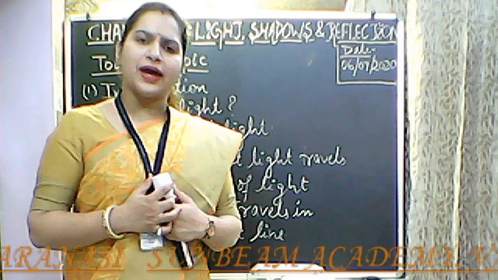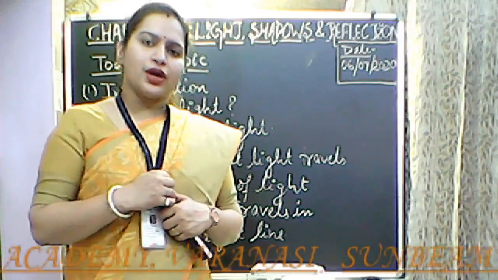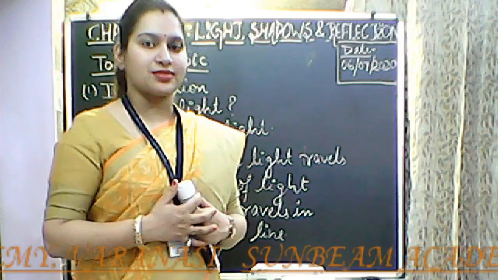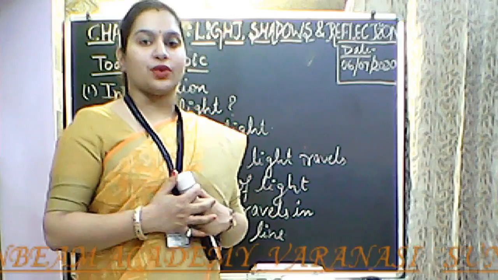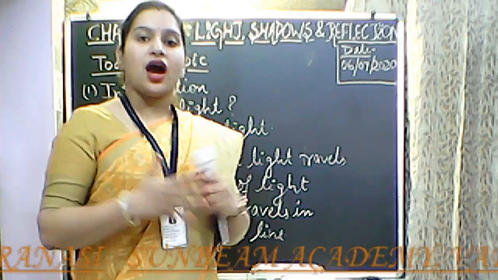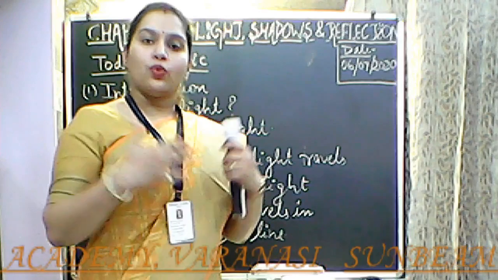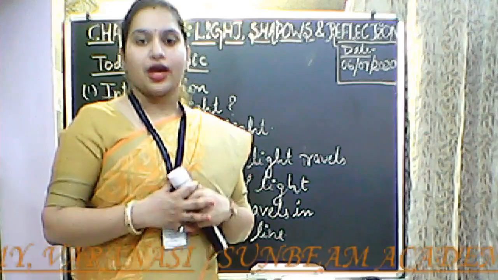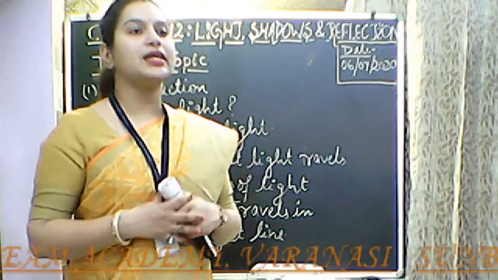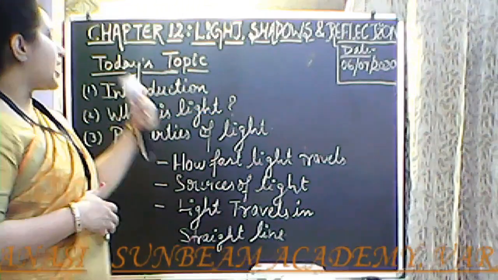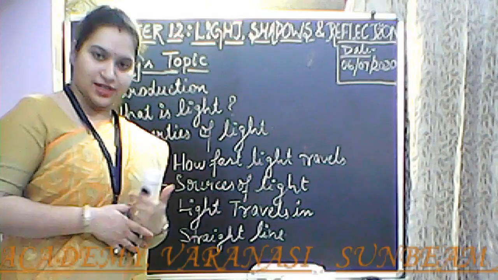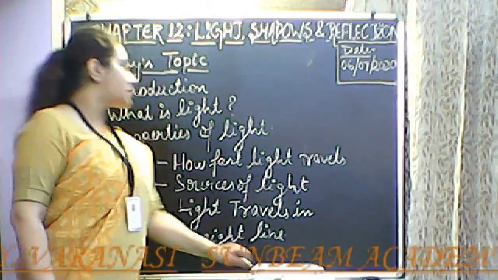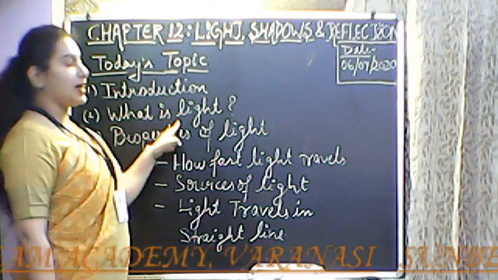Okay? But the question comes, what is the science behind this? What is the science behind the light? How fast is it traveling? What are the properties of light and why is this light so important? Everything we'll study in this chapter, that is light, shadows and reflection. Okay? So our first topic is, what is light?